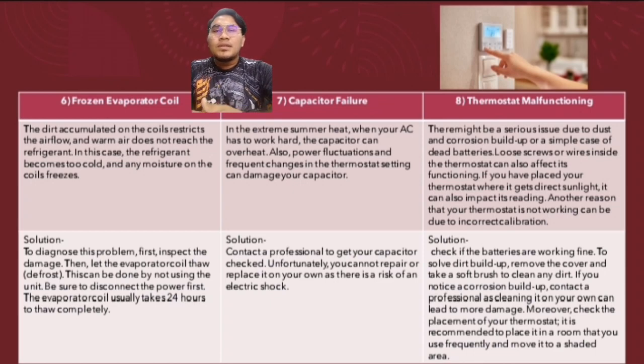Next is thermostat malfunctioning. There might be a serious issue due to dust and corrosion build-up, or a simple case of dead batteries. Loose screws or wires inside the thermostat can also affect its functioning. If you have placed your thermostat where it gets direct sunlight, it can also impact its reading. Another reason that your thermostat is not working can be incorrect calibration.